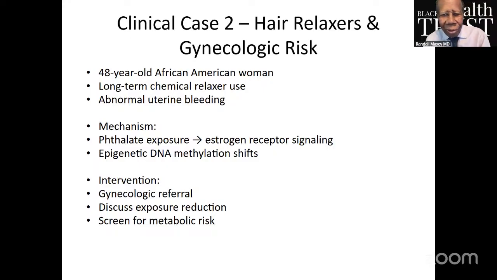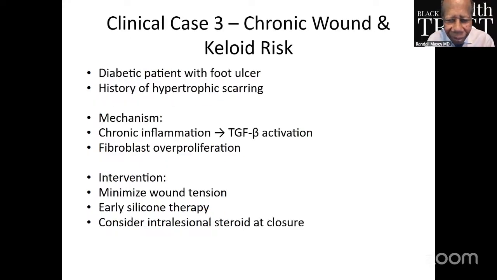We've got to go a little bit faster as we go forward. So clinical case number 3, a chronic wound and keloid risk. We've got a diabetic patient with a foot ulcer and a history of hypertrophic scarring. The mechanism there is chronic inflammation leading to TGF-beta activation and fibroblast overproliferation. The intervention there is to minimize wound tension, early silicone therapy with regard to treating the ulcer, and consider intralesional steroid at closure.